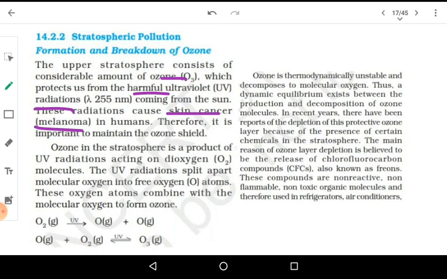So we have some ozone layer in the stratosphere, which is a product of UV radiations acting on dioxygen molecules. So in the presence of UV radiation, it forms nascent oxygen.